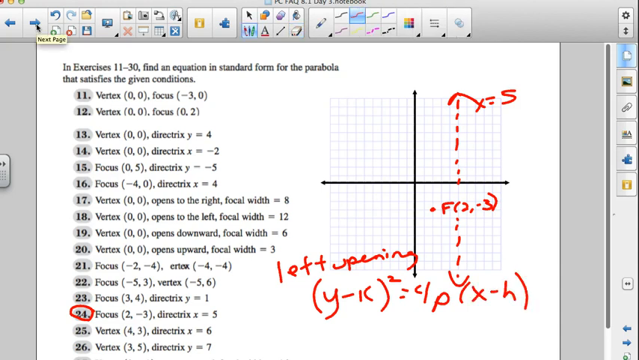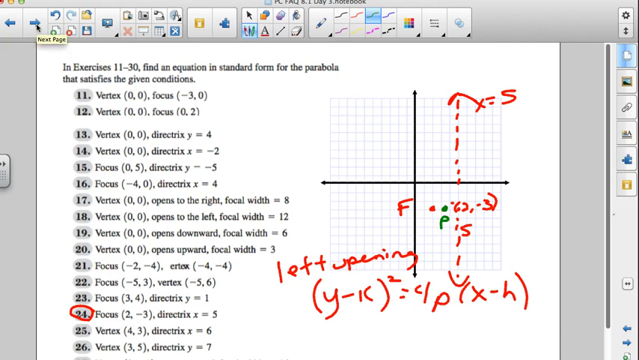So we need the vertex. And again, the vertex, we need to go halfway between the focus and the directrix. The focus is at 2, -3. And this line is 5. So if this is at 2, -3, and this is at 5 for x, we have to figure out how far it is from 2 to 5, and we have to split that. So 5 minus 2 is 3, and 3 divided by 2 would give us 1.5. So it's 1.5 units from the focus to the vertex. And that will put it right there.